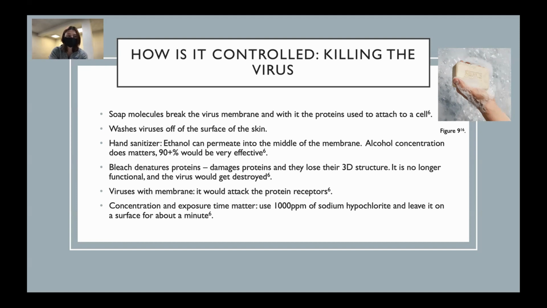Finally, bleach can be used because it denatures proteins. This means it damages proteins so they lose their 3D shape and become no longer functional, and the virus would ultimately get destroyed. Viruses with a membrane, like Ebola, would have their protein receptors attacked by this bleach. Bleach concentration and exposure time also matter. Someone would have to use 1,000 parts per million of sodium hypochlorite and leave it on the surface for at least a minute for it to be effective.